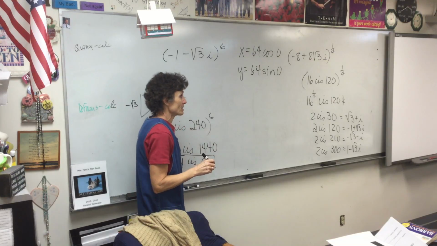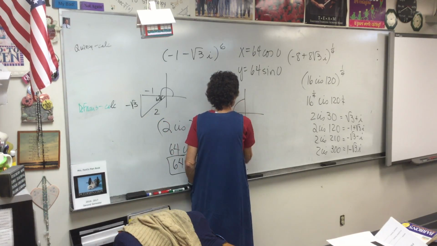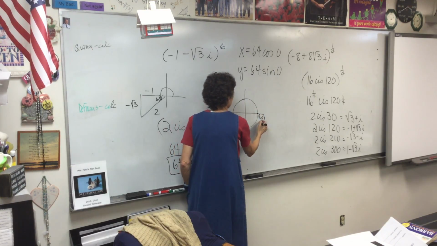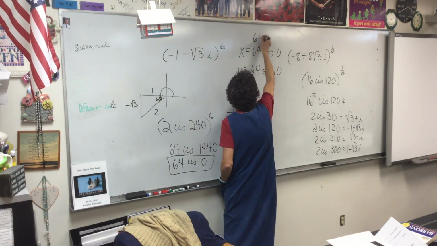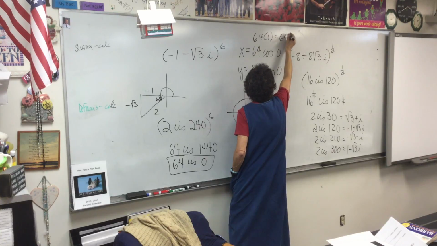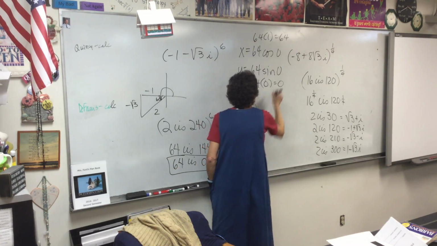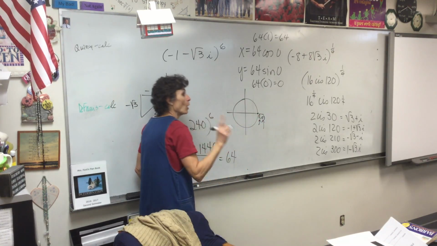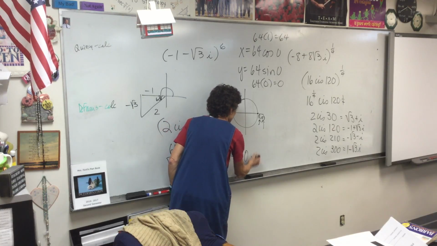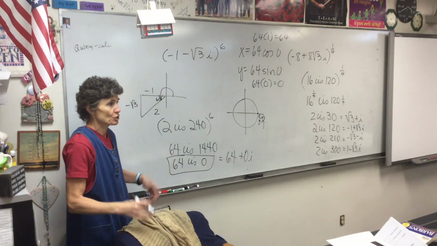Now zero's special, right? I mean, really special. Zero's on the circle. What's the cosine of 0? 1. What's the sine of 0? 0. So it's just 64, or if you want to say plus 0i, that's fine too. That kind of helps remind you it's x plus yi.